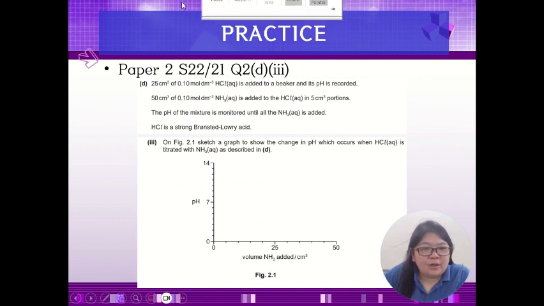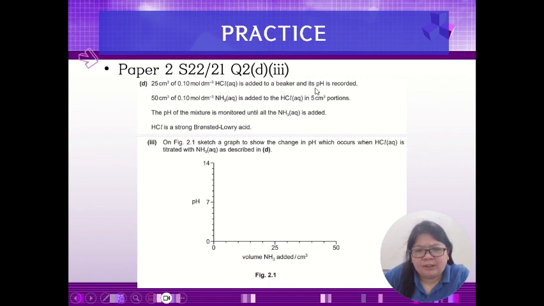Now we can look at the summer 2022 question. You have HCl added to a beaker and its pH is recorded. This time they are doing the neutralization in the beaker. They don't talk about burette and conical flask. HCl in the beaker, right? Then you have ammonia added to the HCl in 5 cm³ portions, so slowly add more and more until 50. You are supposed to sketch the change in pH which occurs when HCl is titrated with NH3.